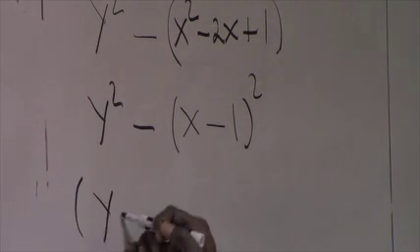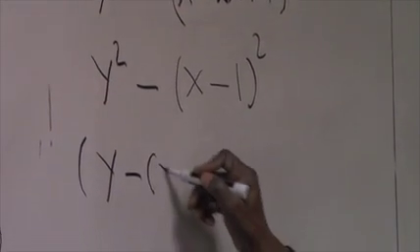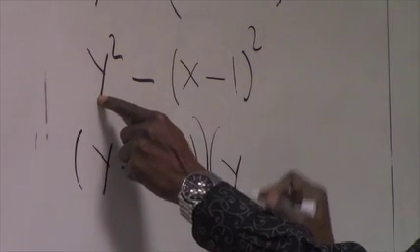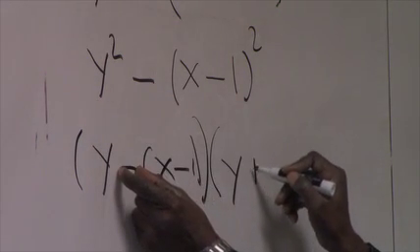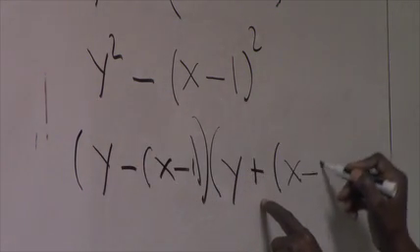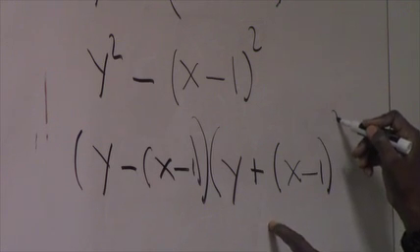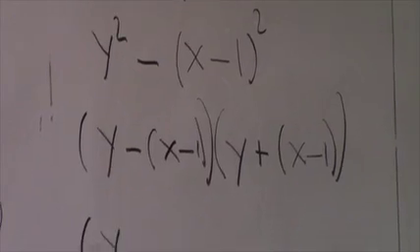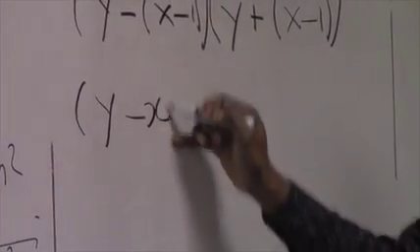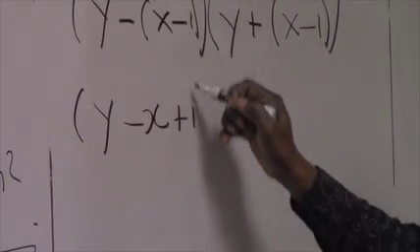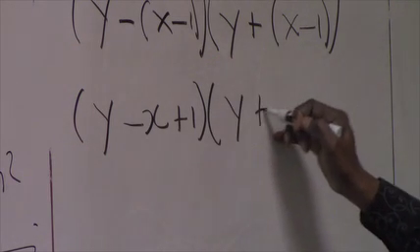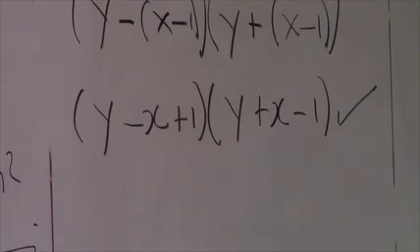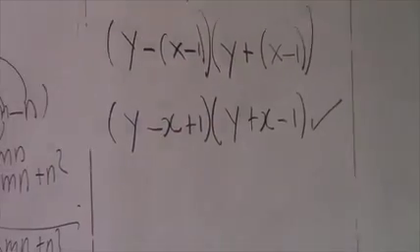So I have y minus whatever it is here. And then again, y, the square root of this, plus whatever I have here. So then we can drop the negative, distribute the negative, and it's going to be plus 1, y plus x minus 1. So then we are done. Okay? Let's move on to number 5.